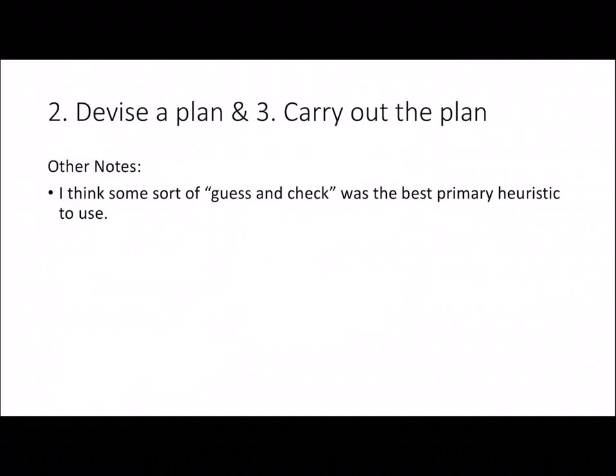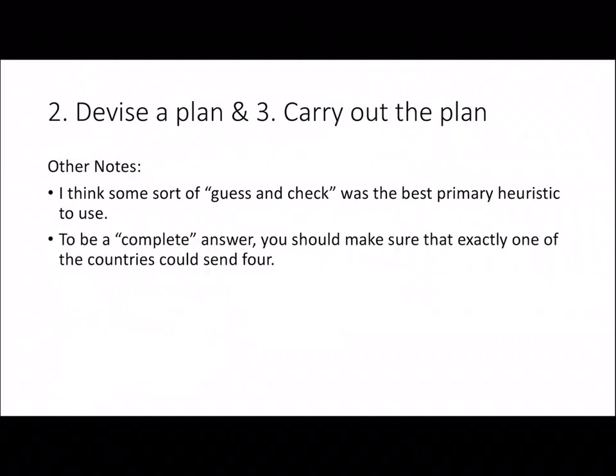Other things, I think guess and check was really the way to go here. Somehow or another, you had to go through all the possibilities. There weren't enough in the equations for you to get an answer. You couldn't find the answer unless you had that extra piece that they were all unequal and that you did a little bit of guess and check.